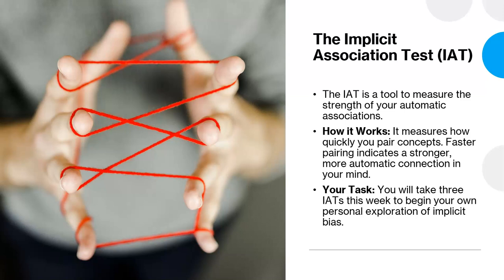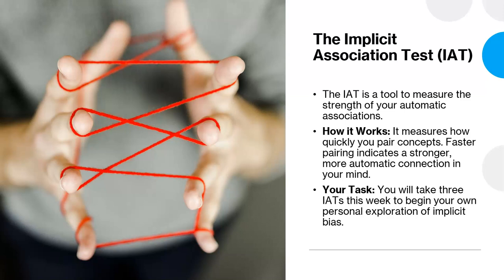As we said, implicit biases are unconscious. They happen without us meaning to. So how can we even explore our own biases? Well, one of the most well-known tools is the Implicit Association Test, or IAT. It's a simple test. It doesn't take a very long time to do, but it measures how quickly you pair certain concepts.